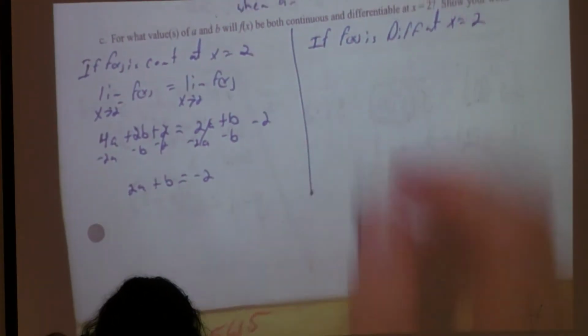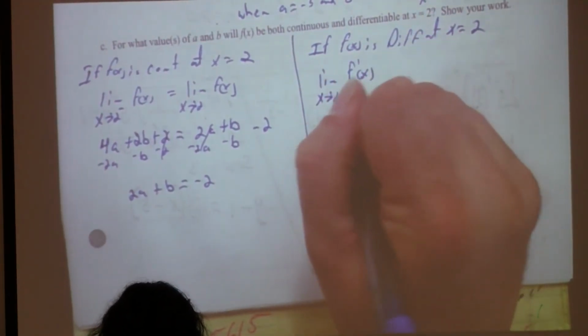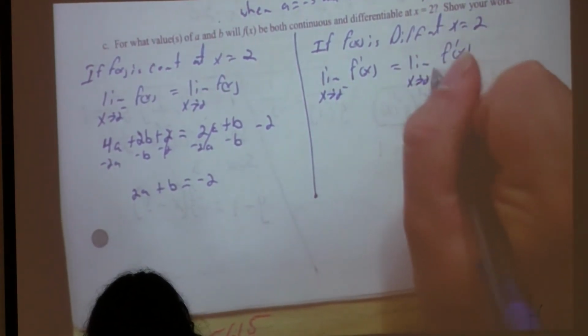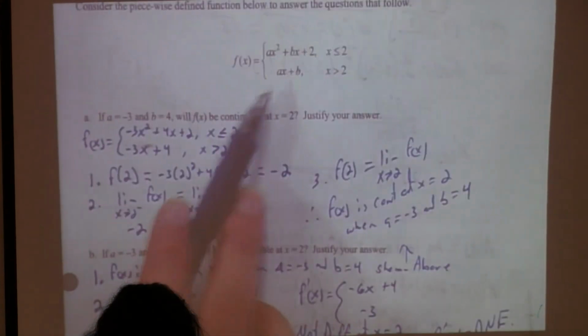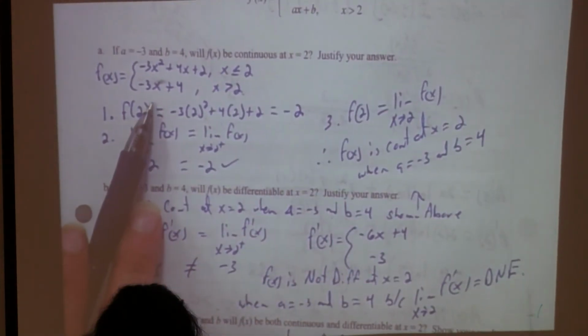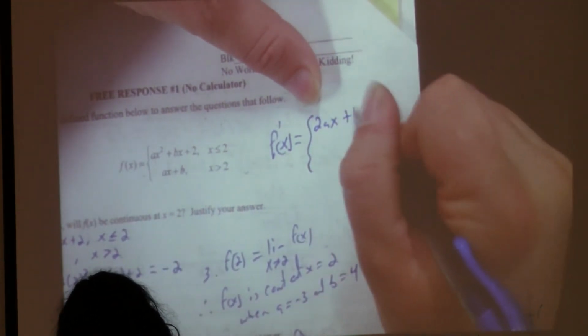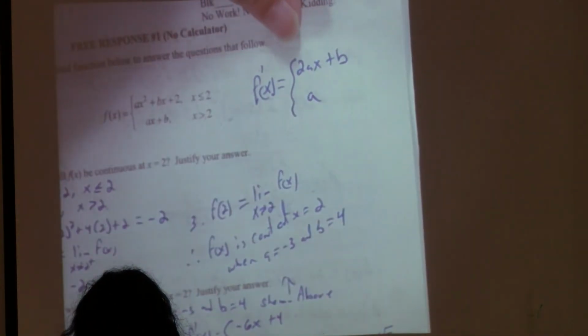Alright, second thing is if f of x is differentiable at x equals 2, then what 2 limits have to be equal? The limit of the derivative as x approaches 2 from the left has to equal the limit of the derivative as x approaches 2 from the right. Do we have the derivative of the original one, the one at the very top? No, we have the derivative of the one that we plugged in numbers for, right? So let's come back up here and get the derivative. What's the derivative of the top thing? 2ax plus b, okay, and the bottom one? A. A, right? Okay, cool.